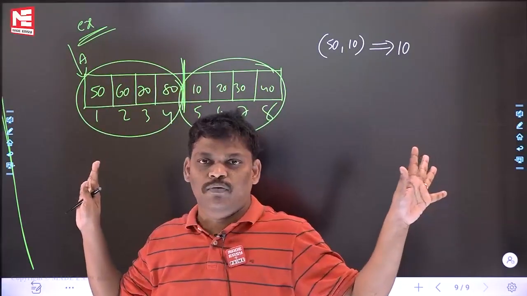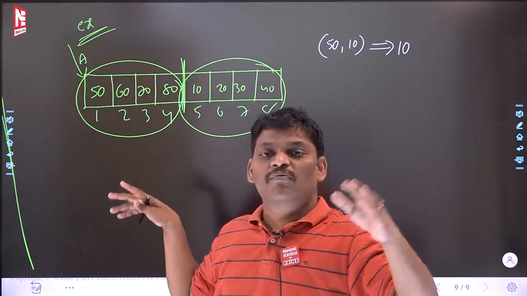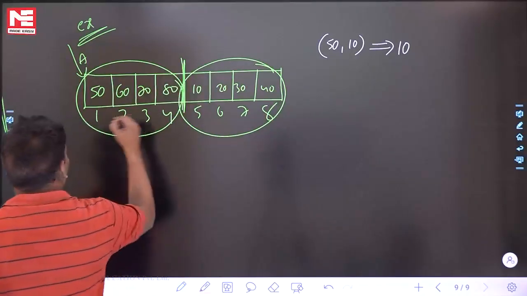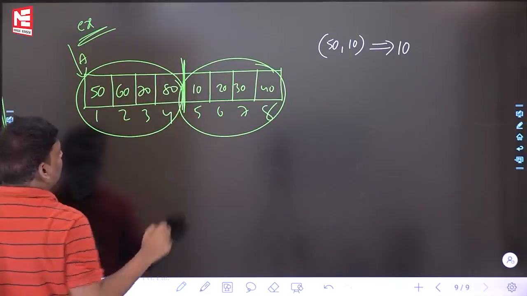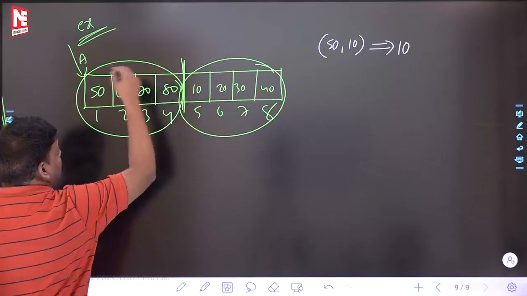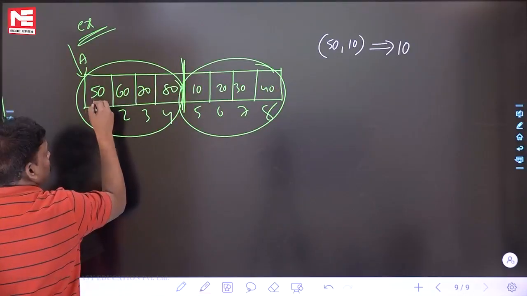Please be careful. But my goal here is to make it in place, meaning within the array I want to adjust. Let me adjust now. Can you help me? 50, 10. The best one, 10, I have to keep within this array so that this array becomes sorted. What is the meaning? I think 10 should come to first place.